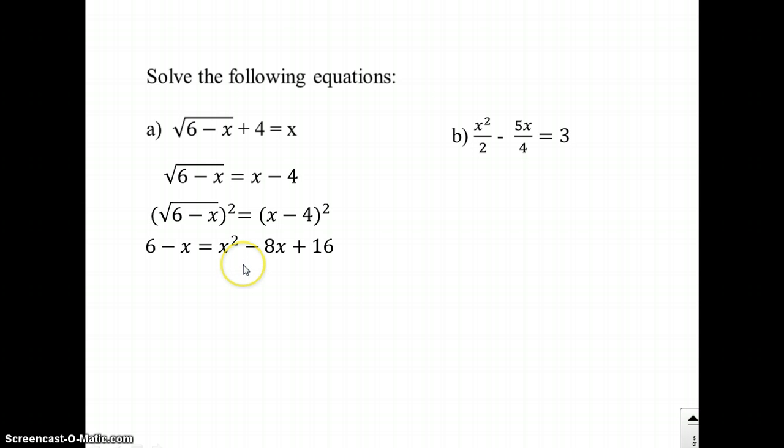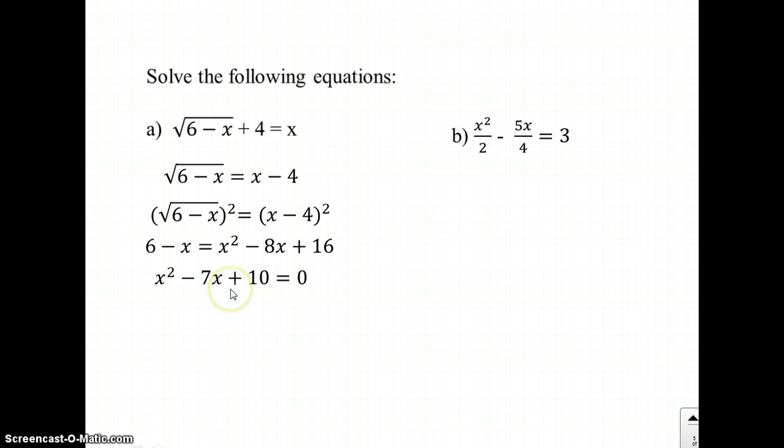Now we're at the stage we were in the last slide. We're now going to set this equation equal to 0. So I'm going to minus 6 over here, and I'm going to add an x. So I'm going to get x squared minus 7x plus 10 equals 0.